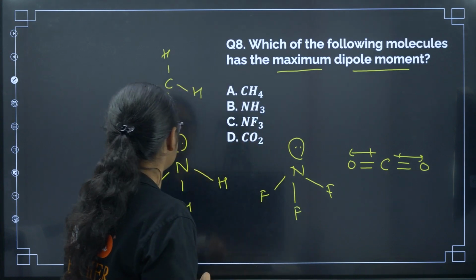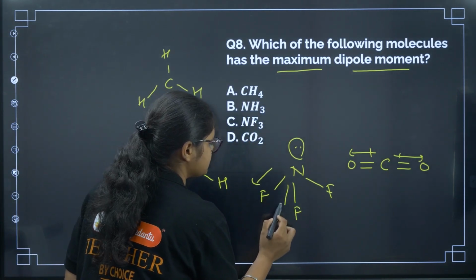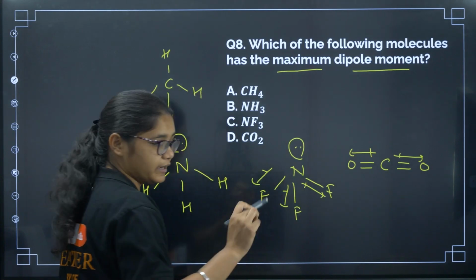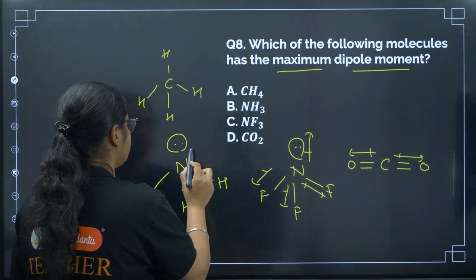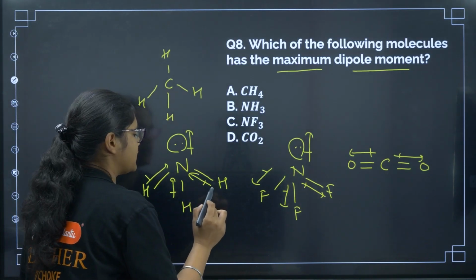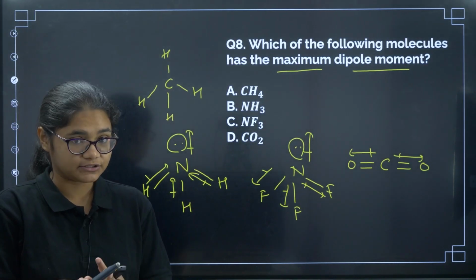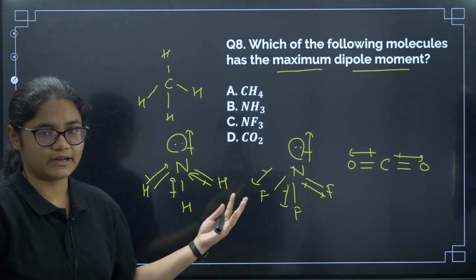Now in NH3 and NF3, the dipole moment directions for fluorines are towards the more electronegative atom, and here it will be towards the lone pair. Now if you see here, these are all towards one direction. So that is why the dipole moment of NH3 will be greater, because all the dipole moments are in the same direction.